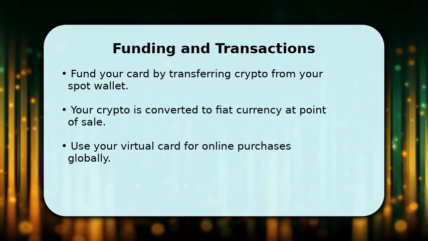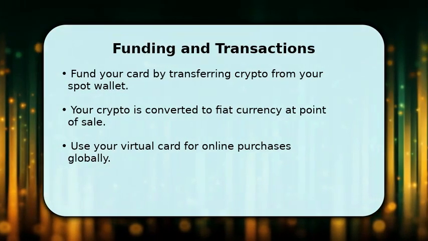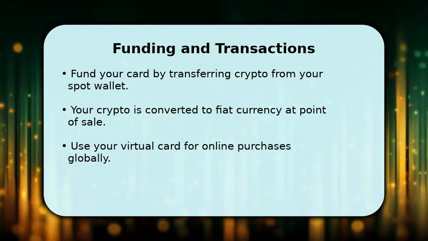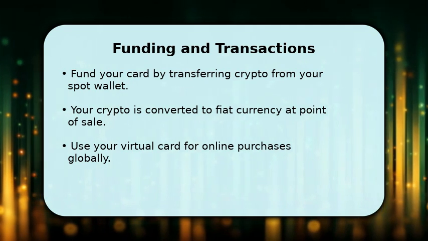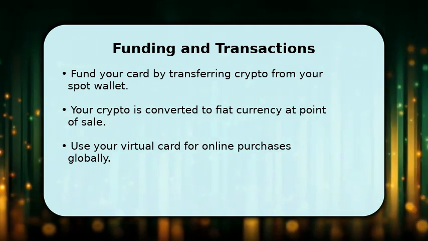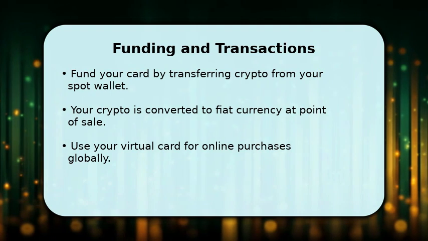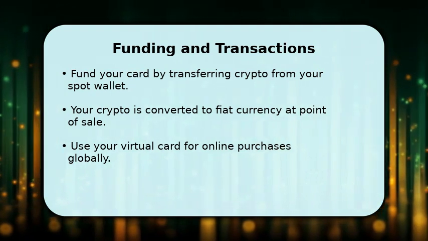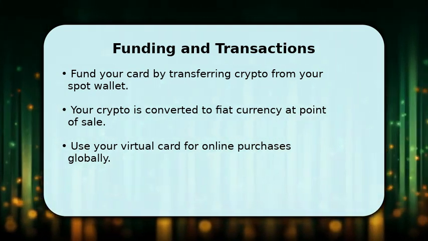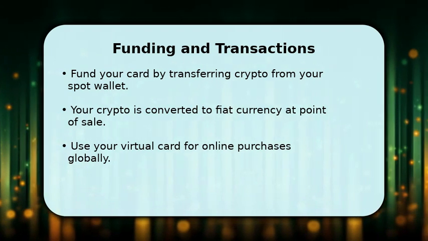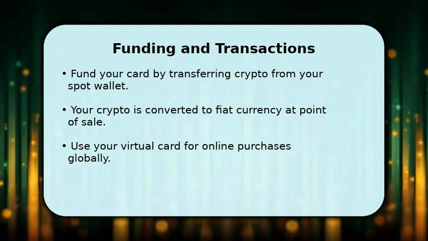Funding your Binance virtual card is straightforward. Simply transfer the desired cryptocurrency from your spot wallet to your card wallet. When you make a purchase, your crypto is automatically converted to the local fiat currency at the current market rate. You can then use your virtual card for online transactions wherever major card networks are accepted, making global spending seamless.